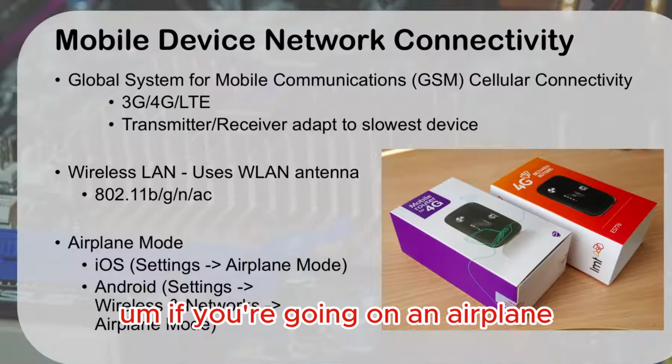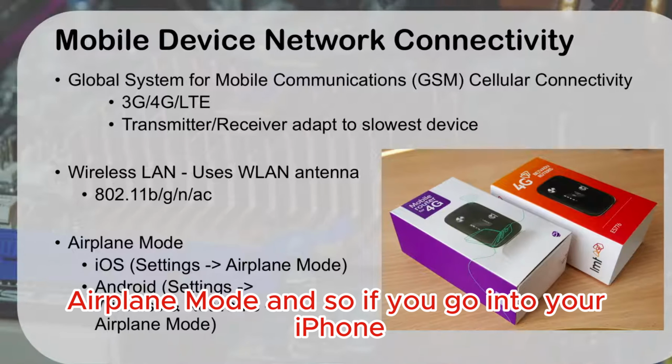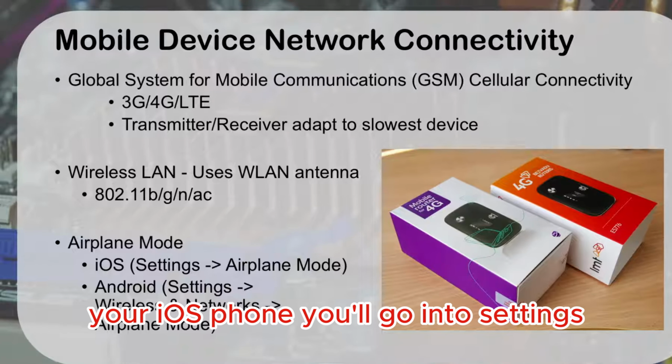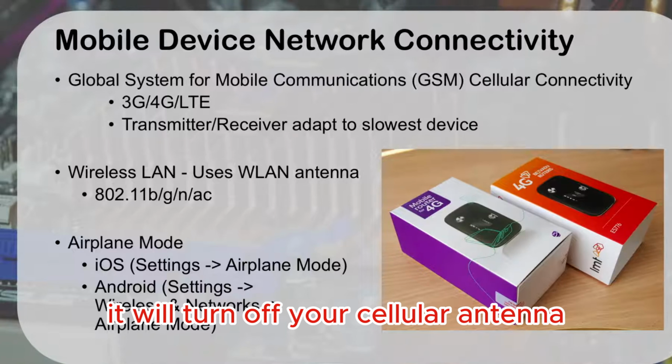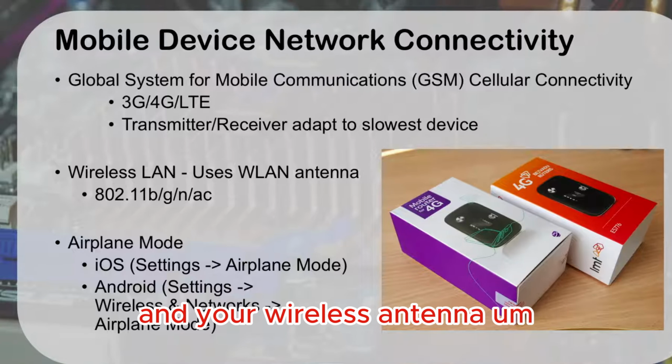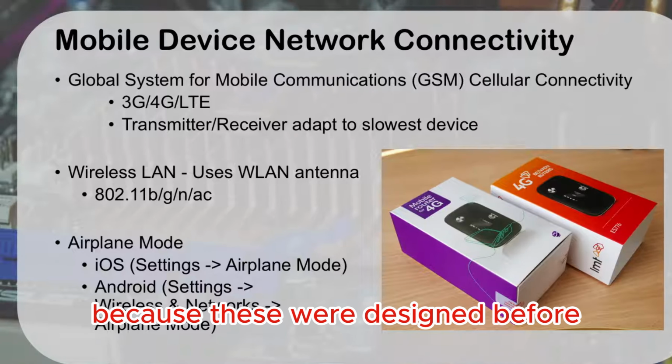If you're going on an airplane, you need to turn your phone into what's called airplane mode. If you go into your iPhone, your iOS phone, you'll go into settings and then click on airplane mode. It will turn off your cellular antenna and your wireless antenna, because these were designed before we were allowed to use Wi-Fi on planes.